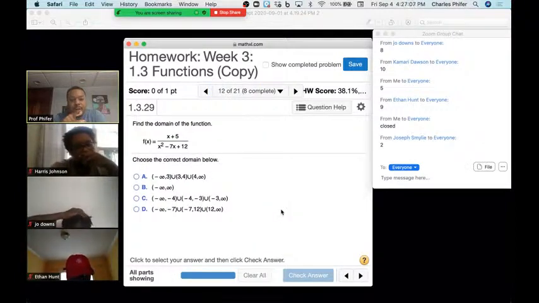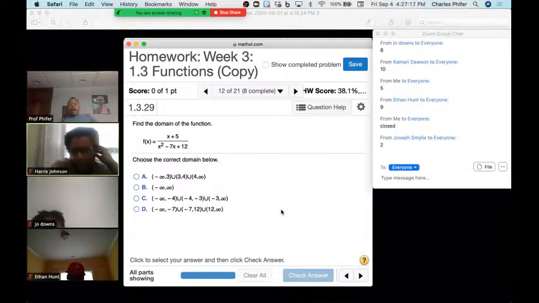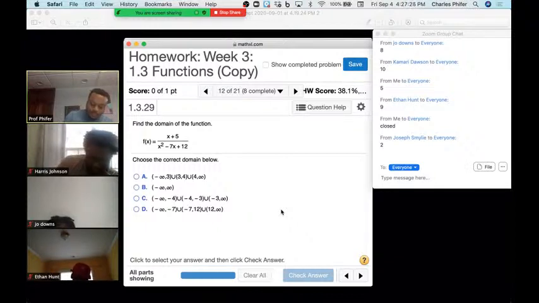Domain. Can anybody tell me the correct answer here or walk us through it? We have to factor the bottom. Okay, I heard factor the bottom. This is question number 12 from this assignment. Let's go back to black. This comes from section 1.3, question 29.